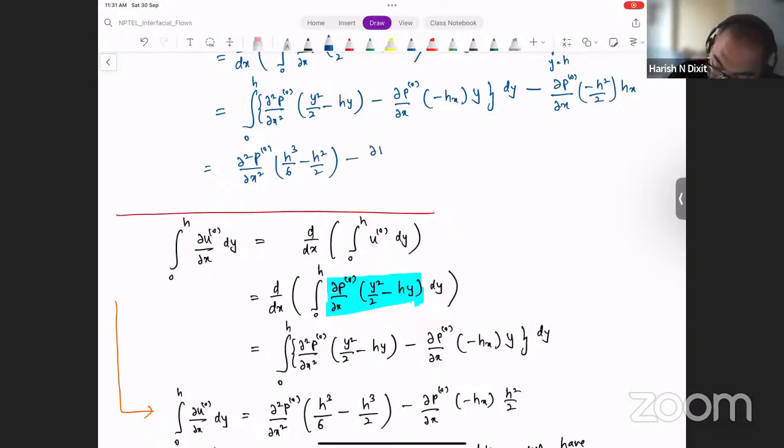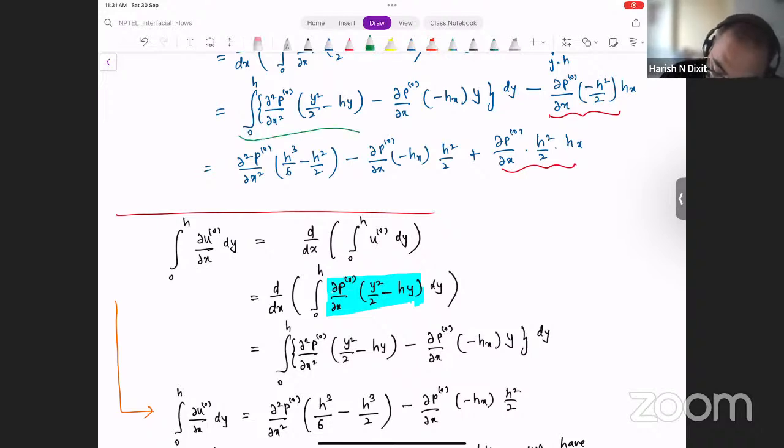What happens here? By del x into minus hx into h square by 2. And this fellow finally becomes plus, correct? This is an extra term that we have. Plus del p0 by del x times h square over 2 multiplied by hx. This is the last one. So let me just highlight the corresponding terms. This term here is this one. This whole thing here is these two. So far, okay, guys?